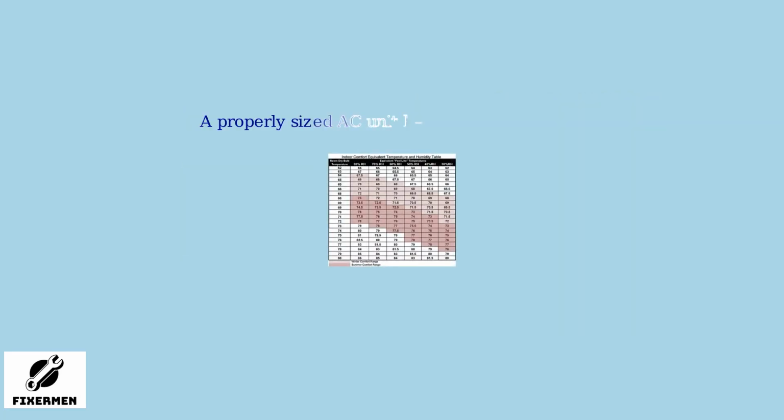Finally, ensure your AC unit is properly sized for your home. An oversized unit can lead to short cycling, which doesn't effectively remove humidity, while an undersized one may struggle to maintain comfort. The comfort table here shows how temperature and humidity interact to affect how the air feels, helping you understand the importance of balanced humidity levels for indoor comfort and system health.